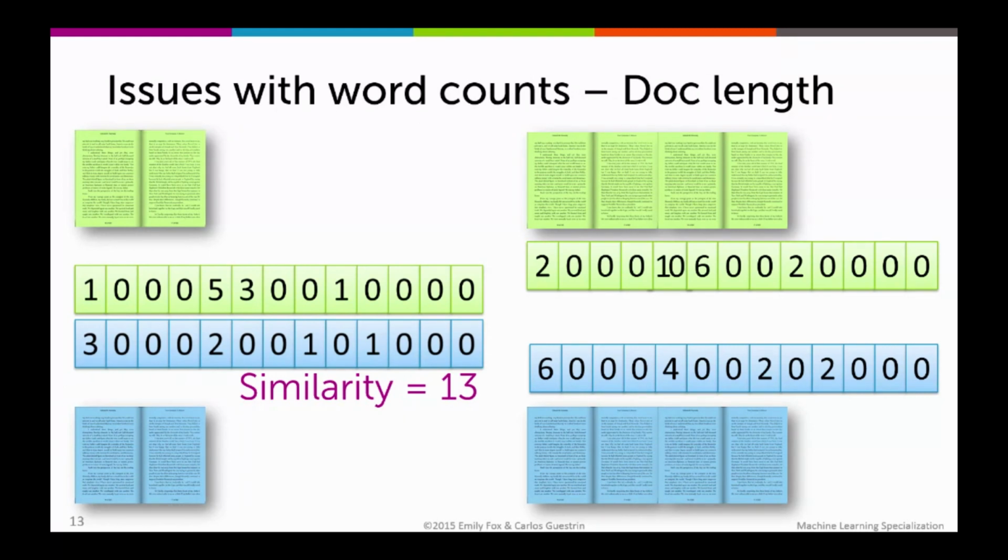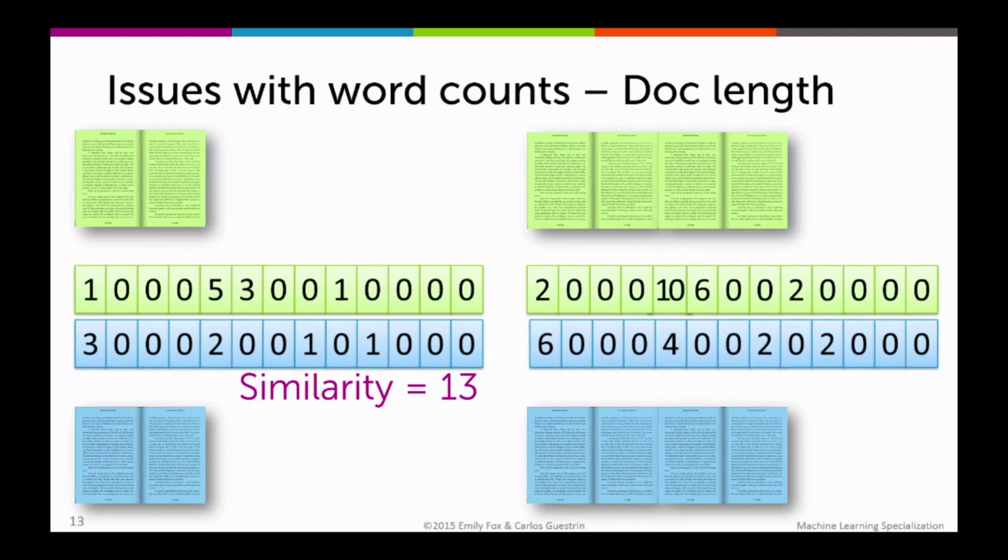So now every word that appeared in that original document appears twice in this twice as long document. So the word count vector is simply 2 times the word count vector we had before. So when we go to calculate the similarity here, what we see is now the similarity is calculated to be 52.